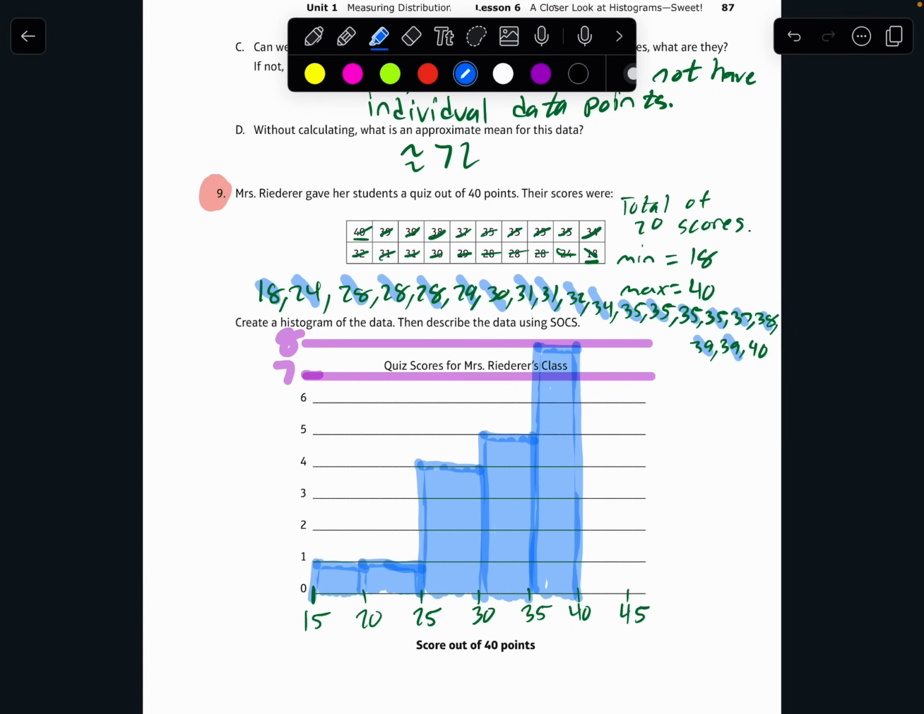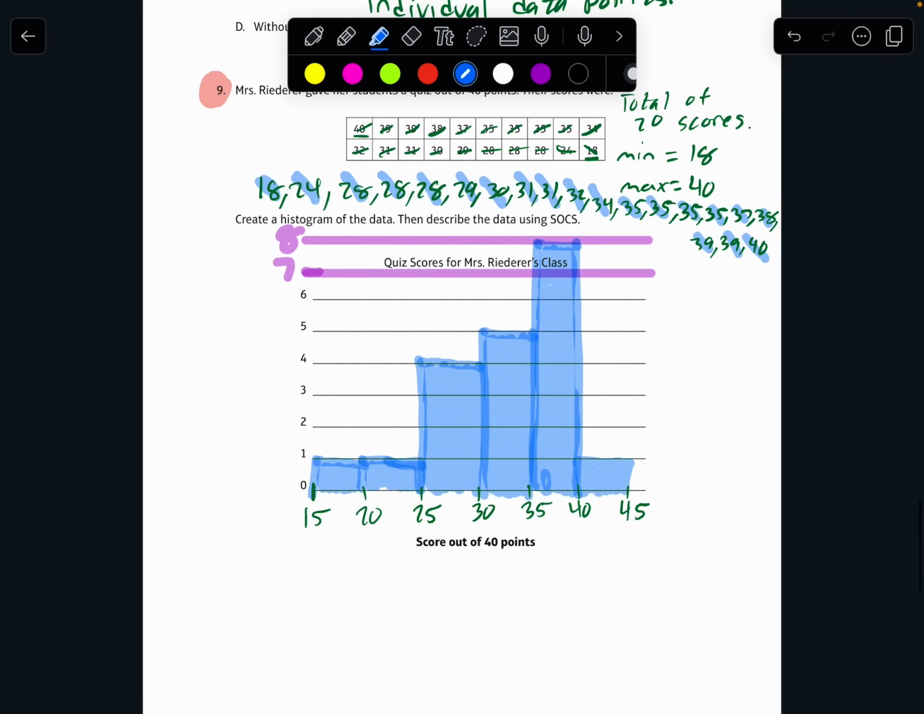Nice. And then lastly, how many students fall in the range of 40 to 45? Well, I only have one. One student was able to do that. Alrighty, cool. So this is relatively what the histogram should look like.